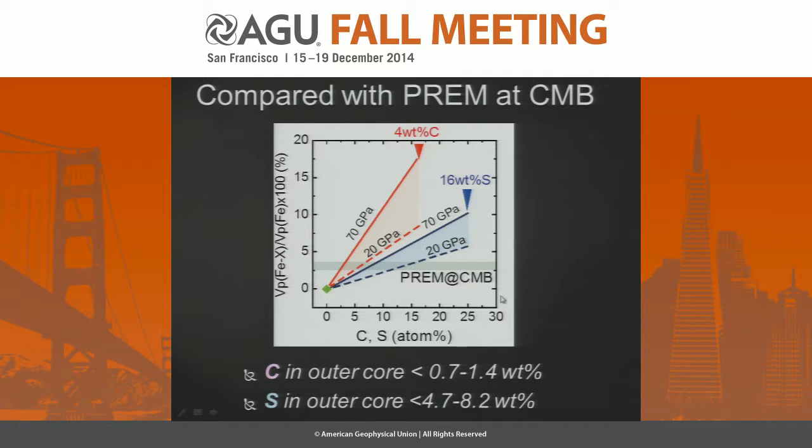And if I'm allowed to compare this data to the outer core velocity data at the core mantle boundary pressure, 135 GPa, the outer core is around 3% faster than pure iron at 0%. But our carbon data, even at 2.5 mole percent, corresponding to 7,000 ppm of carbon, explains this faster velocity of the outer core. For sulfur, 5 to 8% is enough to explain the sound velocities of the outer core.